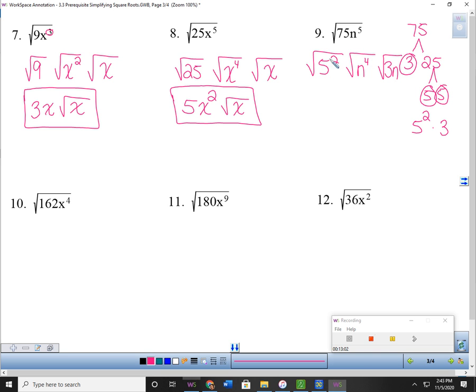So the square root of 5 squared is 5. The square root of n to the 4th is n to the 2nd, and then you have the 3 and your leftover n underneath.